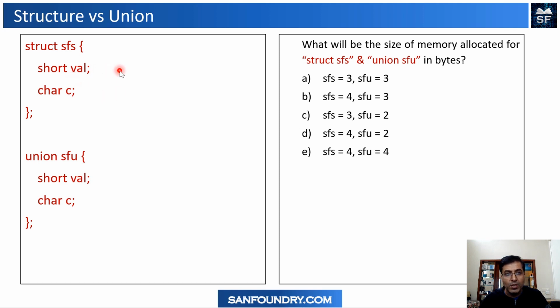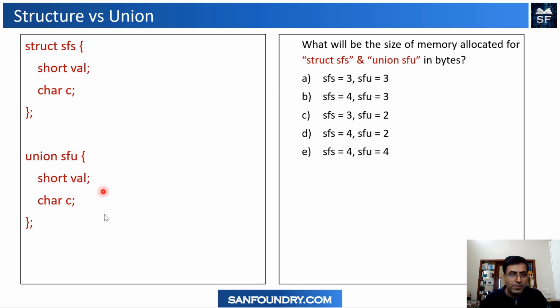At this point it is important to know that the biggest member in terms of data size, in this case the biggest member is val, because it is 2 bytes and this is 1 byte, right? So the structure gets aligned to the biggest member, which is the short here. So the size will be 4 for this. So the size of memory allocated for this struct SFS will be 4, right? It will be 4 here.